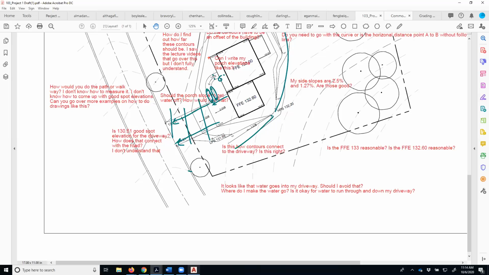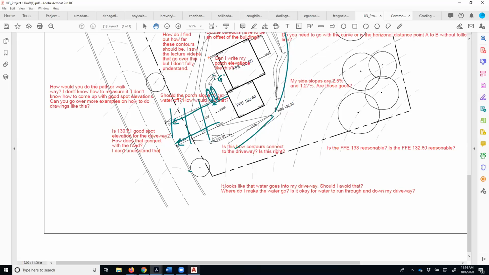Yeah, I get it. It looks like the water goes into my driveway. Should I avoid that? Actually, the water's not going into your driveway at all, so you don't have a problem there. And yes, you do want to avoid water going into your driveway. We will have projects later on where you'll actually have to have a swale going down the middle of your parking lot. And we'll talk about that as we move along.